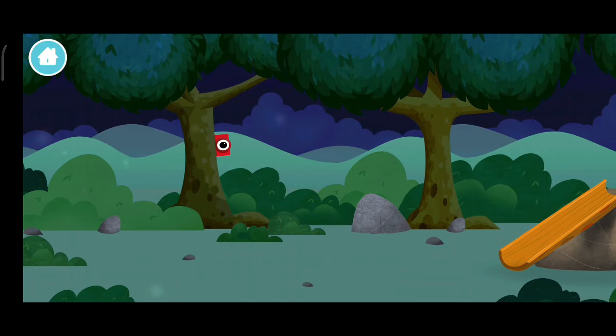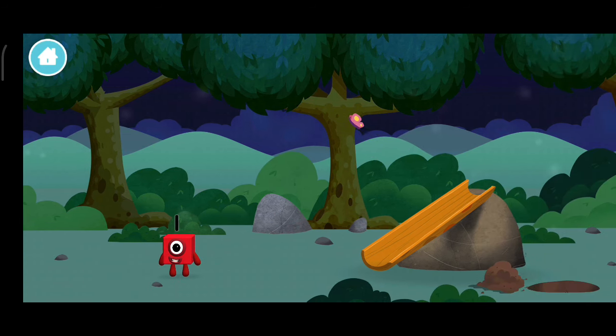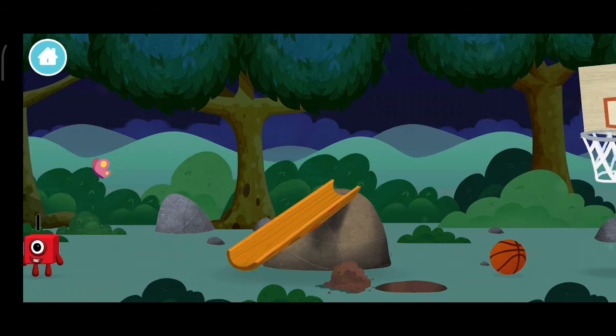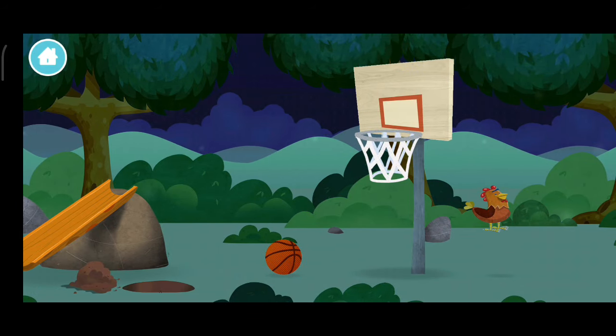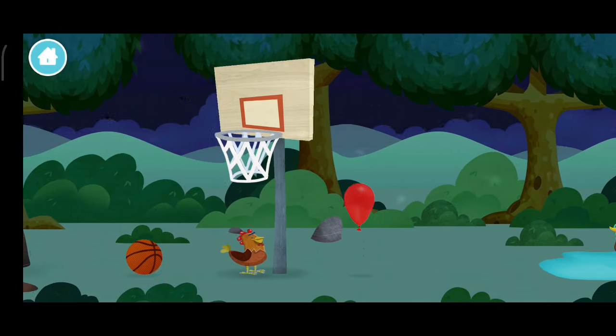Let's play. Can you help find all of the number blocks? You found one. One wonderful world. A slide. A chicken. A balloon.